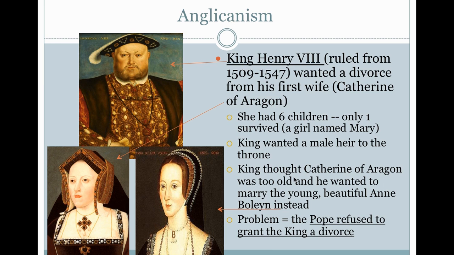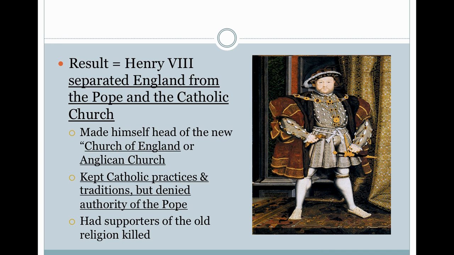So what does Henry do? He basically says, all right, I'll create my own church. And he literally creates his own church, the Anglican Church or the Church of England. And what he does is it's a church that combines Protestant doctrines and also Catholic practices. But the most important part is that the Pope had nothing to do with this church. There was no influence, no impact by the Pope.